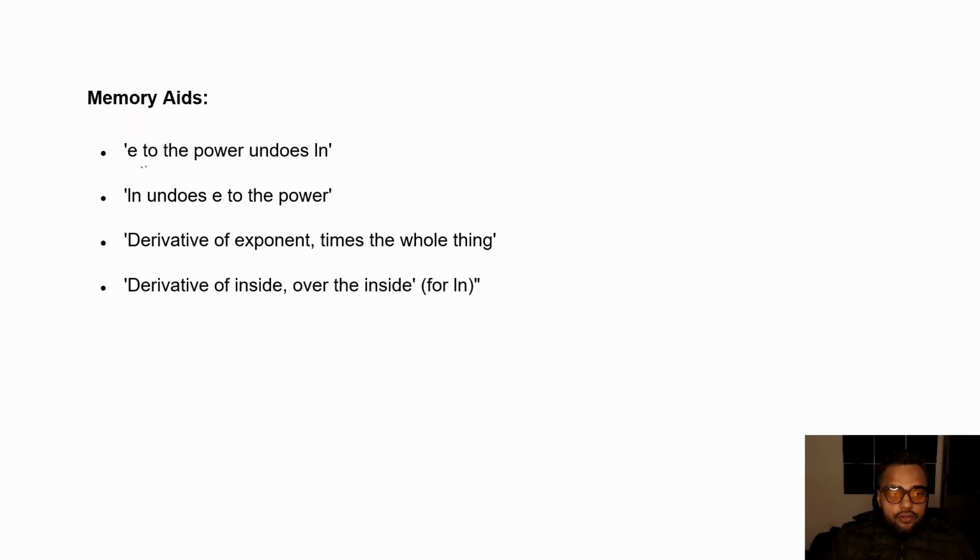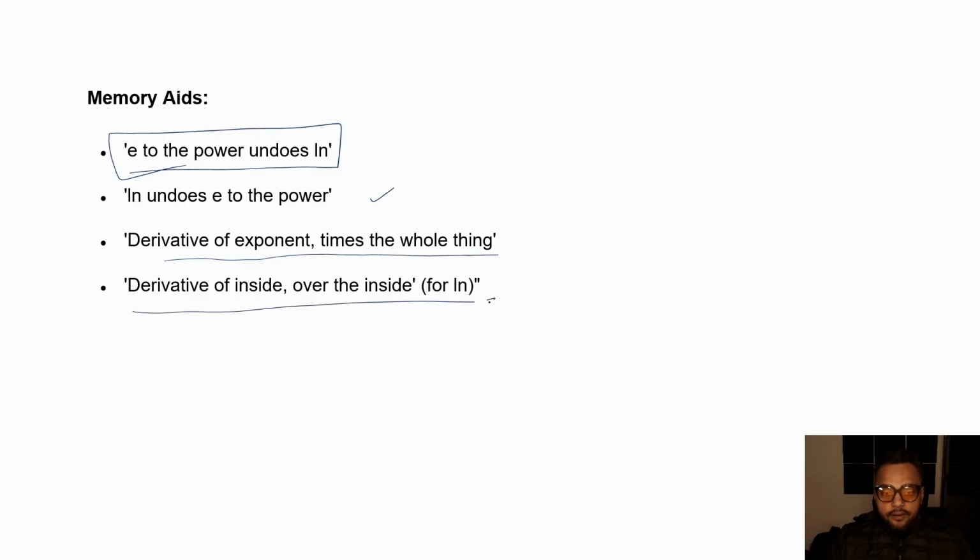Okay, memory aids for you: e to the power under ln. Because the base of the natural logarithm will be e, so it will cancel, and vice versa, which we have proven here. Similarly, ln under e to the power, derivative of the exponent times the whole thing; derivative of the inside over the inside for ln. Okay, this is the memory aid.